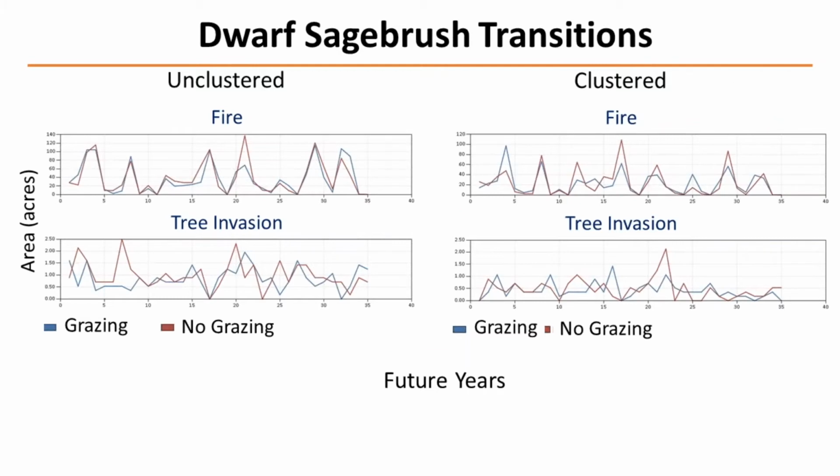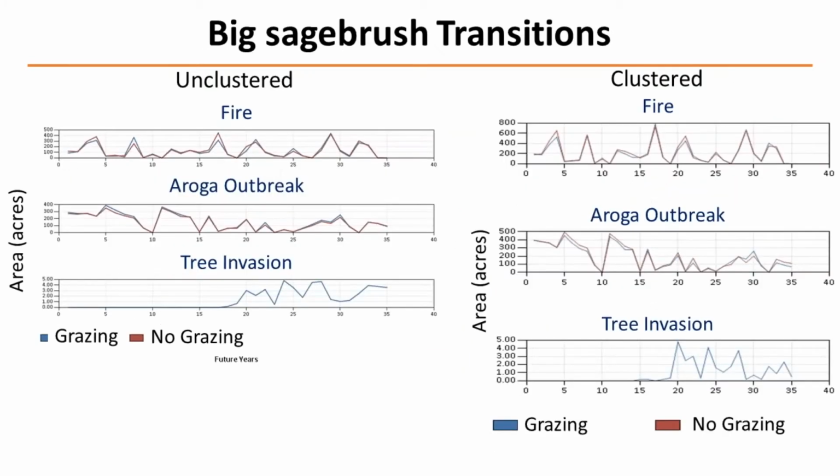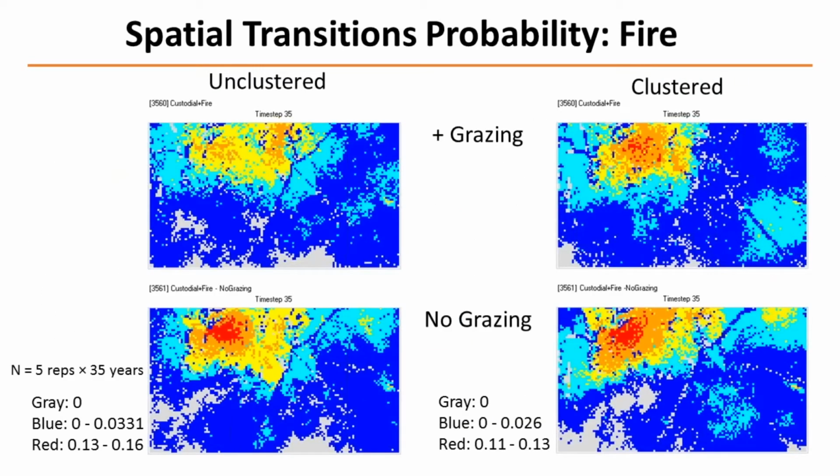I'm going fast now because I'm going to skip this. I'm going to skip that. And this is the fire behavior. The big difference is that you have clustered, unclustered, grazing, and no grazing. And the biggest difference here is in the grazing, as you see for fire behavior.